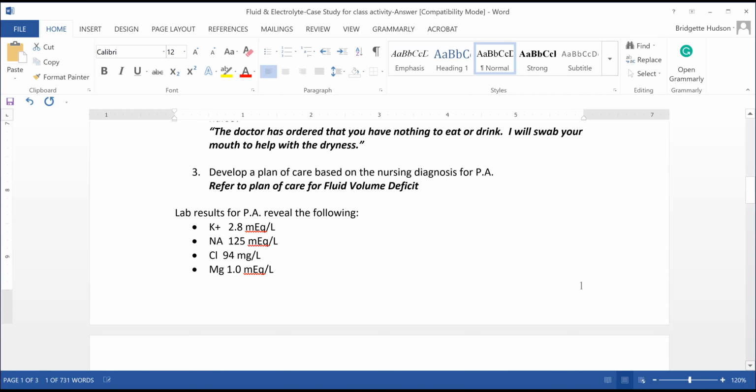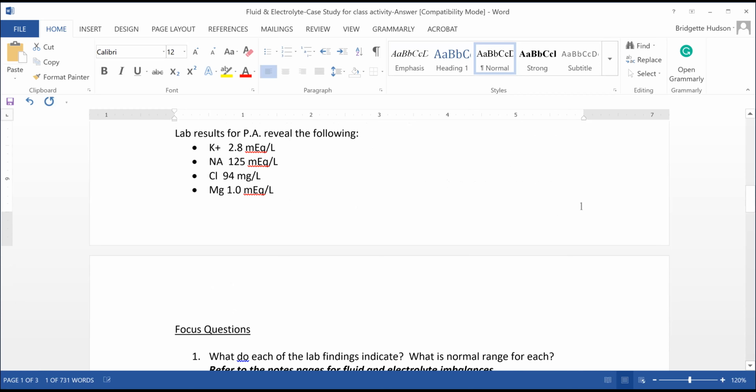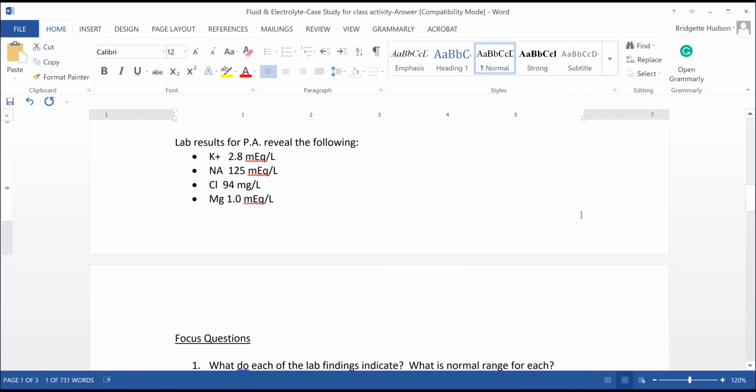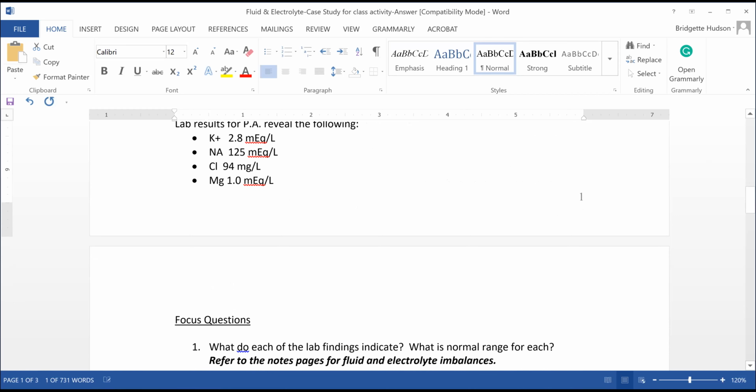All right. So next question. What do each of the lab values indicate? What is the normal range? So we just kind of went through that anyway. So I just pulled up the picture of normal potassium, 3.5 to 5, so she has hypokalemia. Her sodium's 125. Normal is 135 to 145. So she has hyponatremia, right? Yep. And are the other labs good?